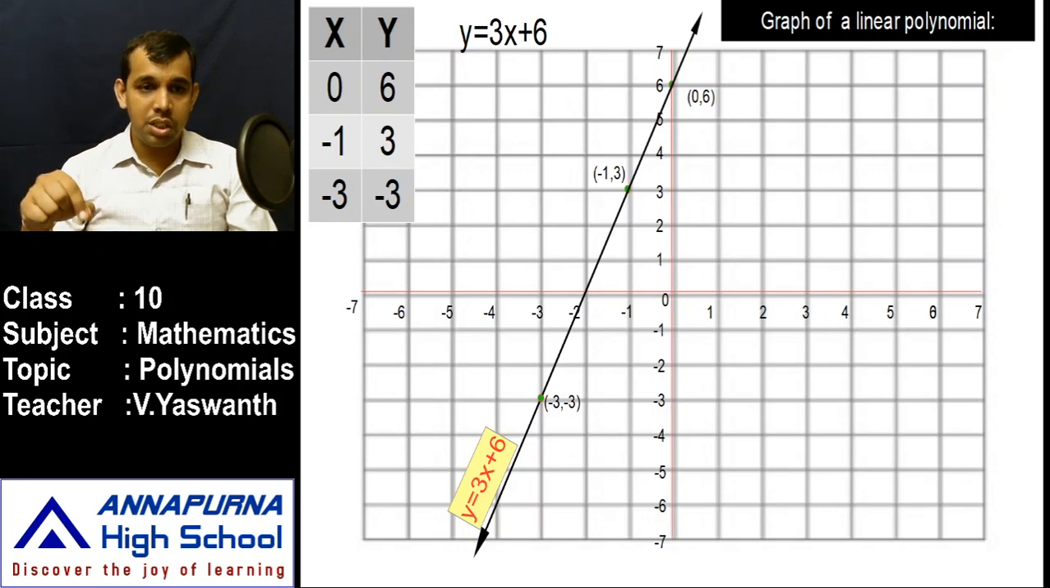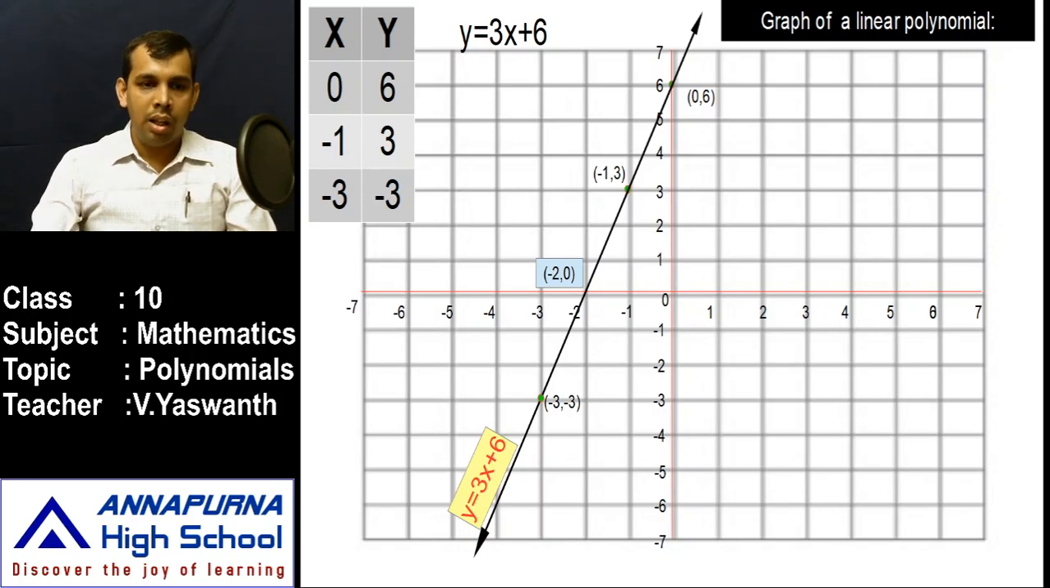And from this straight line, how to identify the zeros of that polynomial? It is very easy. Just observe the straight line and identify the coordinates of the point which intersects the x-axis. Yeah, this straight line intersects the x-axis at minus 2 comma 0. In these two coordinates minus 2 comma 0, the first coordinate represents the value of x and the second coordinate represents the value of y.